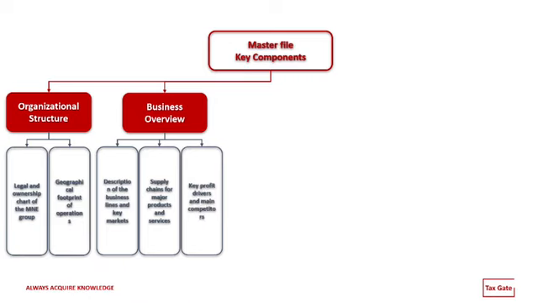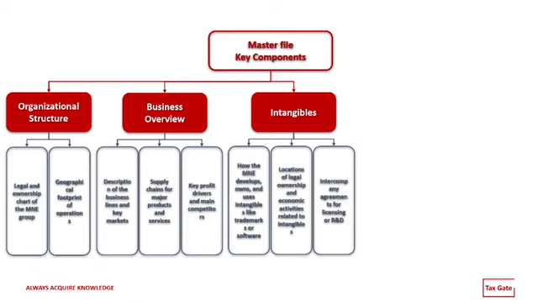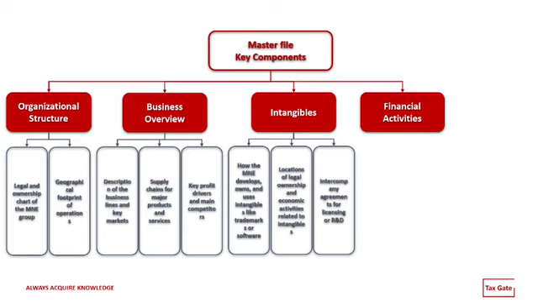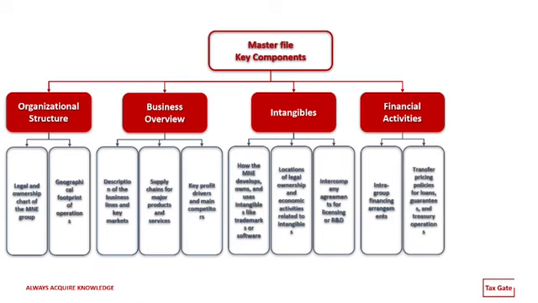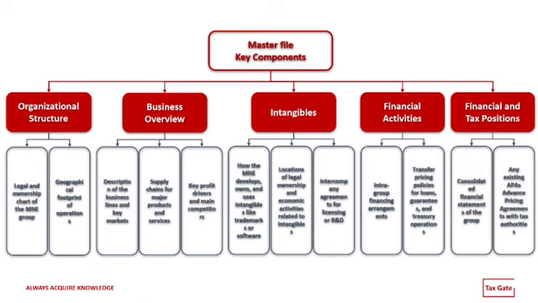The next section here would be covering the business intangibles. How the multinational enterprise develops, owns, and uses intangibles like trademarks or software. Locations of legal ownership and economic activities related to intangibles. Intercompany agreements for licensing or R&D. Also, one of the points that should be covered is the business financial activities covering the following. Intergroup financing arrangements. Transfer pricing policies for loans, guarantees, and treasury operations. And finally, financial and tax positions would be included covering the following. Consolidated financial statements of the group. Any existing advance pricing agreements with tax authorities.